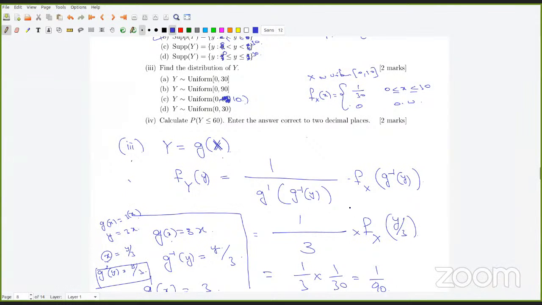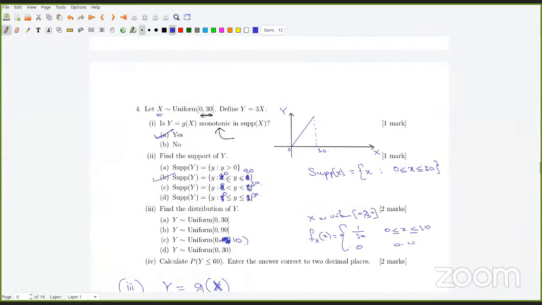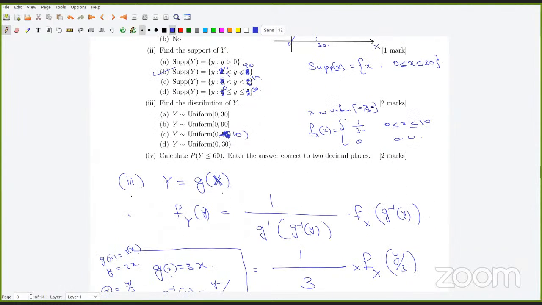How, sir? If x is uniform between 0 to 30, we know the density function, the PDF of x, will be 1 by b minus a in the interval a to b and 0 otherwise. So here b minus a will be 30, it will be 1 by 30. So here it's 0 to 10, right, sir? No, that is uniform 0 to 30. He has given 0 to 30. Okay, my bad. So it is 0 to 30.